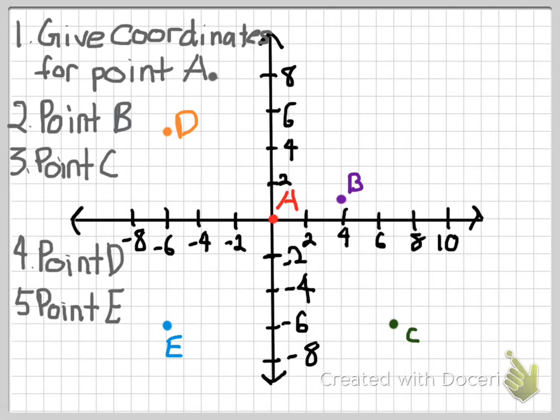You're going to put a comma in between. The first one is the x-axis, which is your horizontal line, and the second one is your y-axis, which is your vertical line. So they have to be in that order, otherwise it's completely wrong.